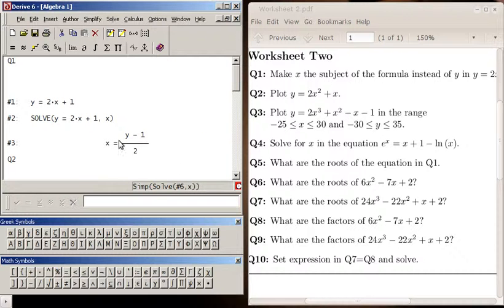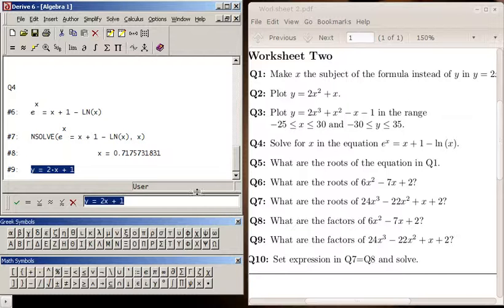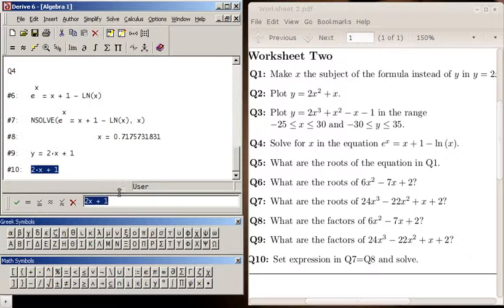Question 5 is, what are the roots of the equation in question 1? Here's question 1. y equals 2x plus 1. We have y equals 2x plus 1. Or if you prefer, 2x plus 1 for the moment.